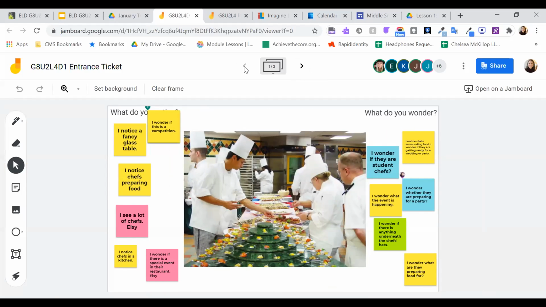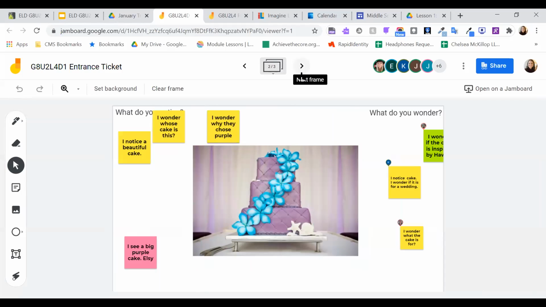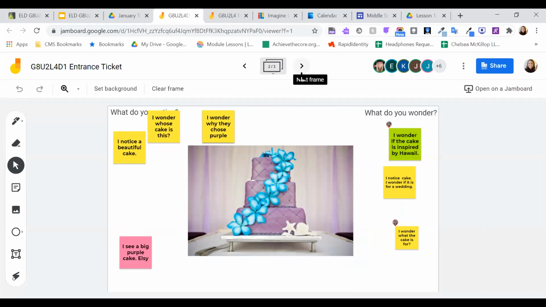I see some others. I see a lot of chefs. I notice chefs preparing food. I wonder if they are student chefs. I wonder what they are preparing food for. For the second picture, I notice a beautiful cake. I see a big purple cake. I notice cake and I wonder if it's for a wedding. I wonder what this cake is for. I wonder if it was inspired by Hawaii.